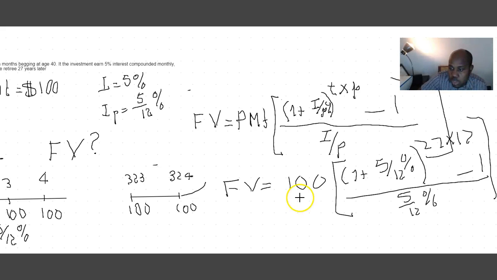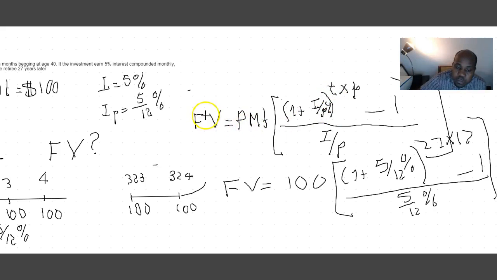Okay? So you're going to use your scientific calculator. You're going to divide by 100. This is going to give you a decimal value. Use your scientific calculator to raise this to the power of 324 and then minus 1, and then you're going to divide it by 5/12 divided by 100. It's a percentage, okay? This is going to be a decimal value. So you can use your scientific calculator to find this, okay? So that's the general formula.